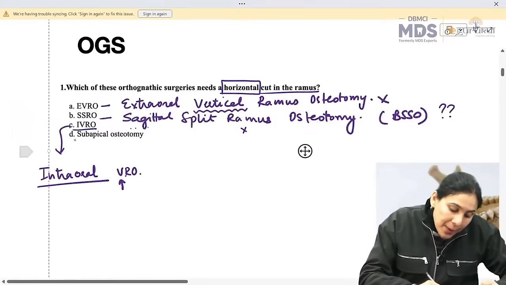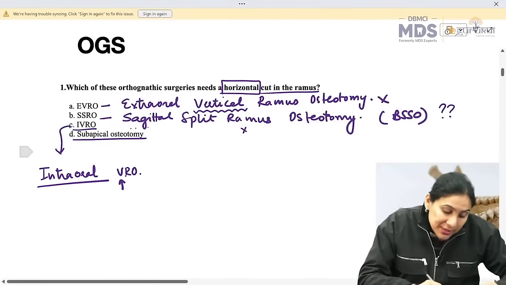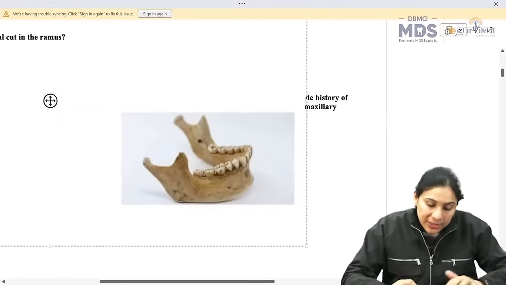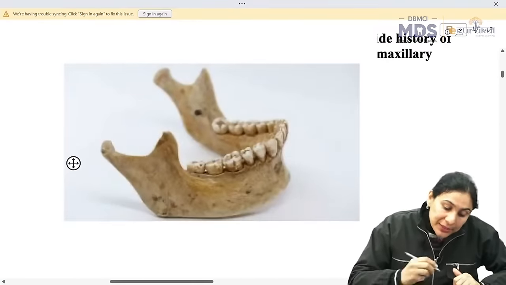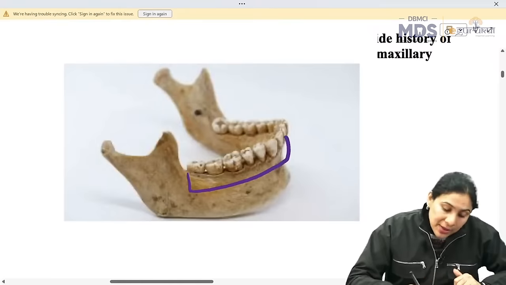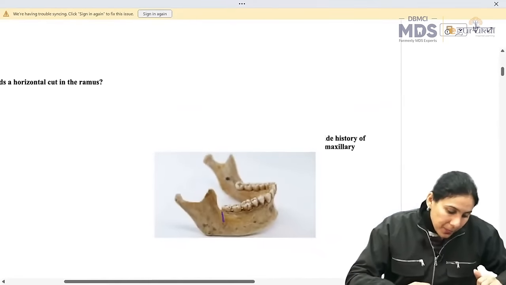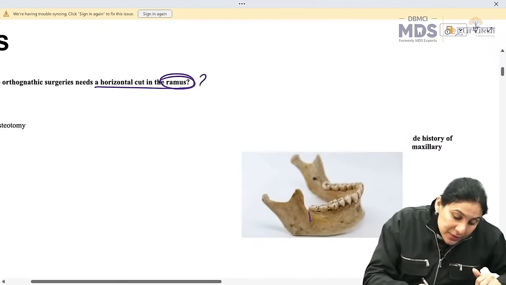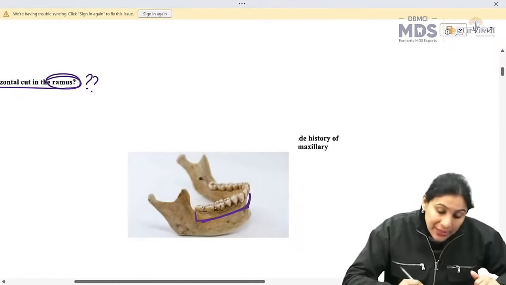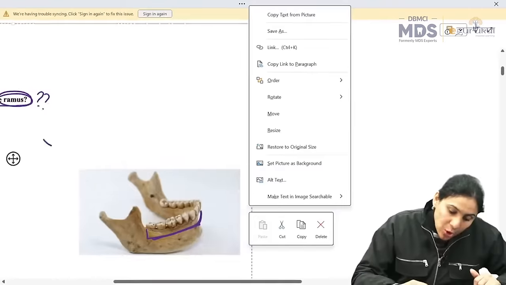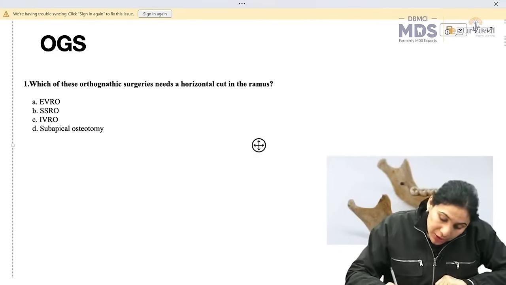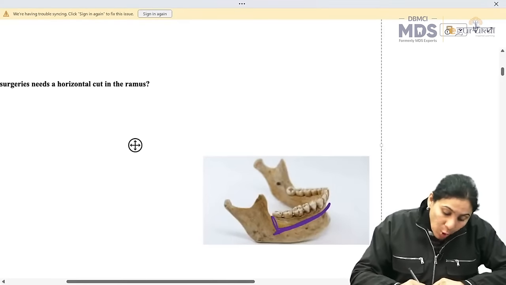And the last is subapical osteotomy. The name suggests that subapical means below the apices of the teeth. These are the teeth in the mandible here. Subapical means below the apices of the teeth. So yes, it is a horizontal osteotomy. But is it a horizontal cut in the ramus? No. It is a horizontal cut in the body of the mandible. So, again, it's a wrong answer. Subapical osteotomy does need a horizontal cut, but that horizontal cut is not in the ramus. It is in the body of the mandible.